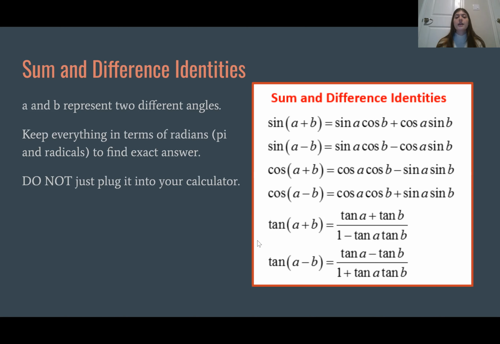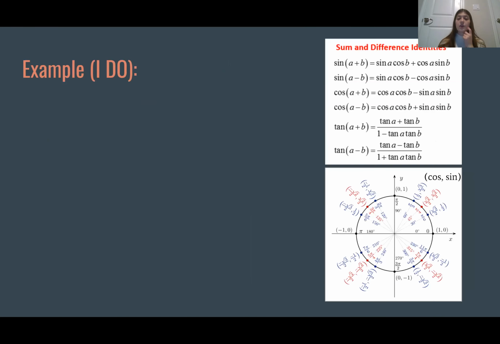Now, keep in mind, again, we are using radians, we are using pi, we are using radicals to find the exact answer, to find the exact value. So despite the fact that you might know how to do these identities by plugging them into a calculator, I don't want you to plug them into a calculator. That's not going to be helpful, it's not going to be beneficial, and it's not actually having you apply the unit circle to what's happening here, okay? So let's try some examples together. If you need some more time to write these identities down, go ahead and pause right now, but I'm going to keep going. So here's an example.